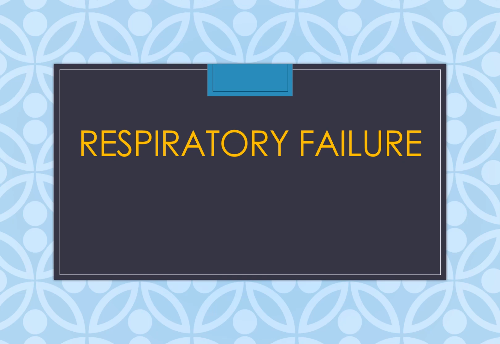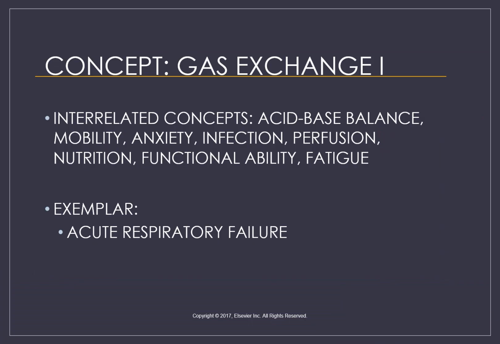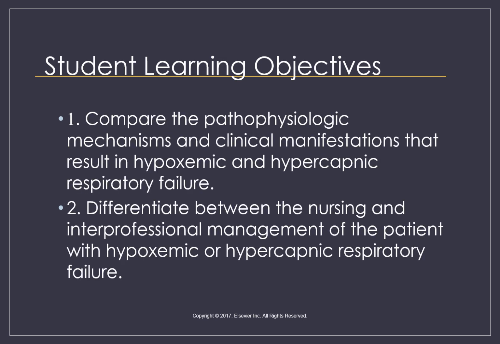Okay, so moving on to respiratory failure. Our concept is gas exchange 1. We've got our interrelated concepts: acid-base balance, mobility, anxiety, infection, perfusion, nutrition, functional ability, and fatigue. And then our exemplar that we're going to be talking about in this lesson is going to be acute respiratory failure. So our learning objectives.